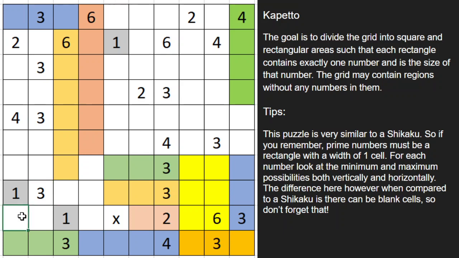Let's think about this cell: it can't be reached by any number. So we're going to put an X there, knowing that that's not going to be part of any region. And same thing with this number here. This cell can't be reached by any number. So we'll just put an X there so we don't get confused.